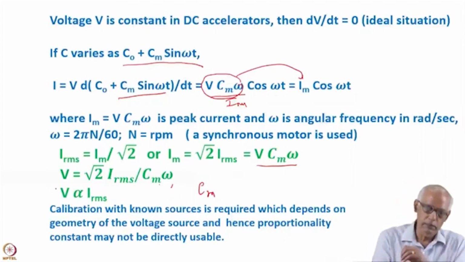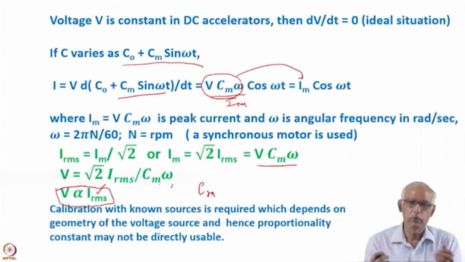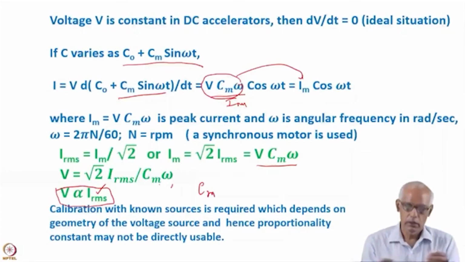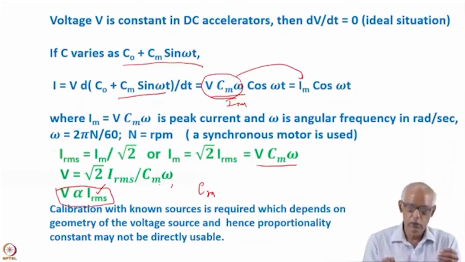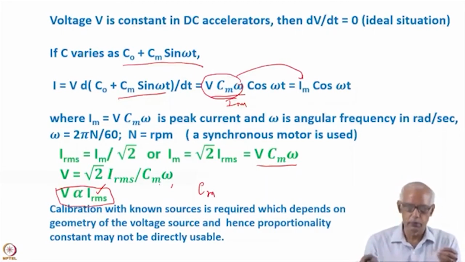But once it is proportional, ultimately what you are doing is measuring the current, which is a root mean square value of the current, and V is proportional to that, which means you have to calibrate it. You have to calibrate these values with known sources. This calibration constant will depend on several parameters like the geometry of the voltage source and many more parameters, and hence the proportionality constant may not be very accurate.